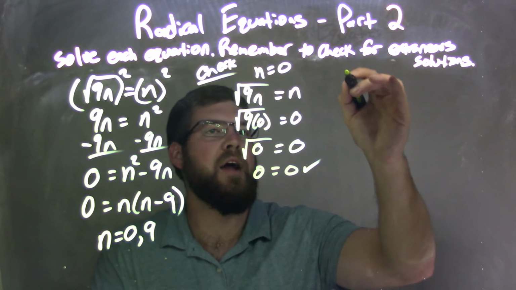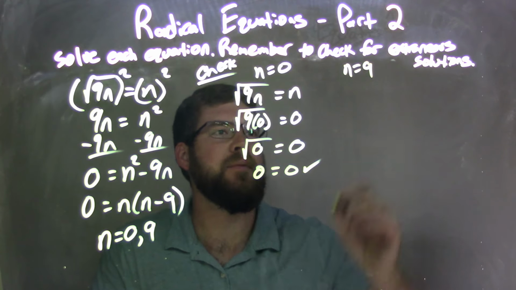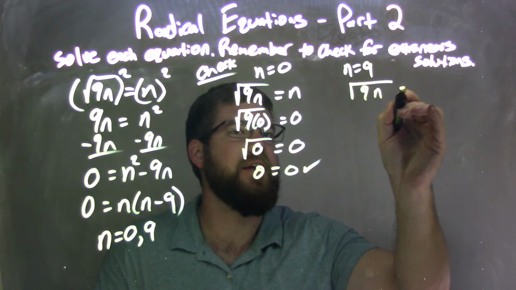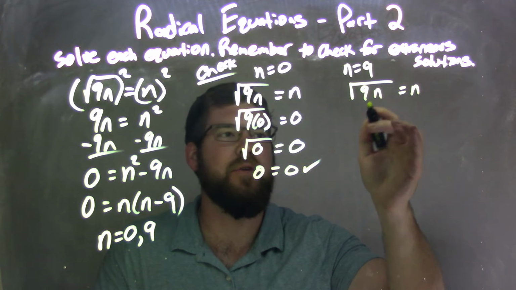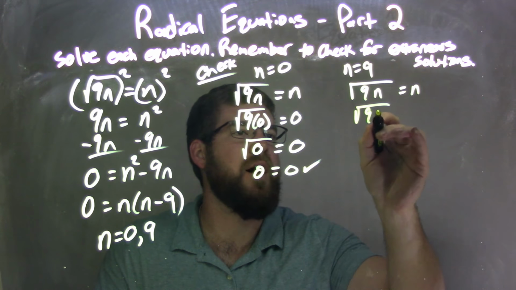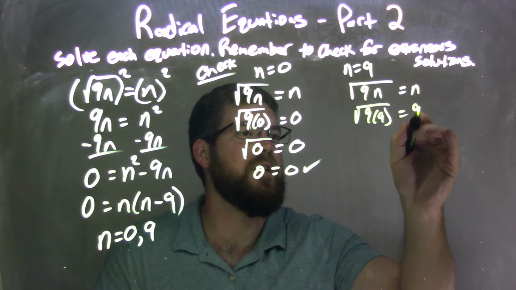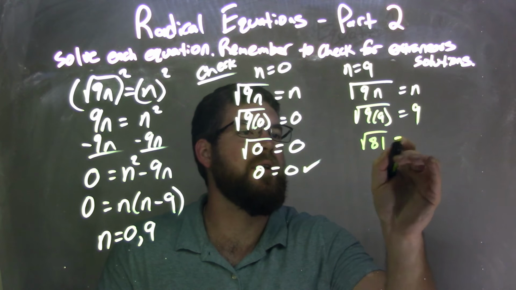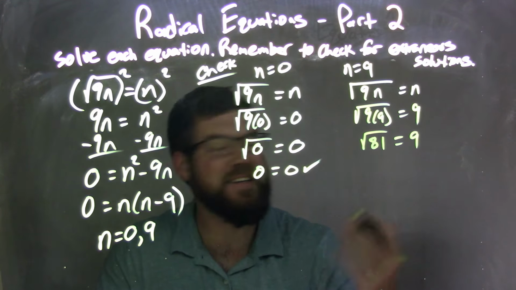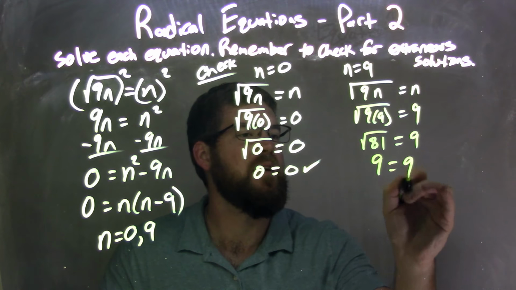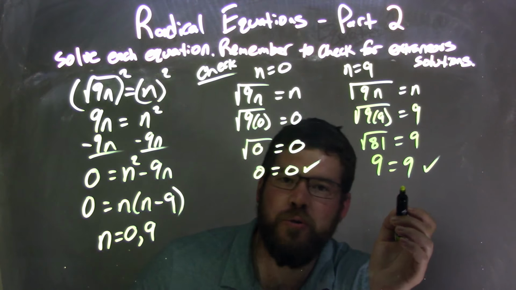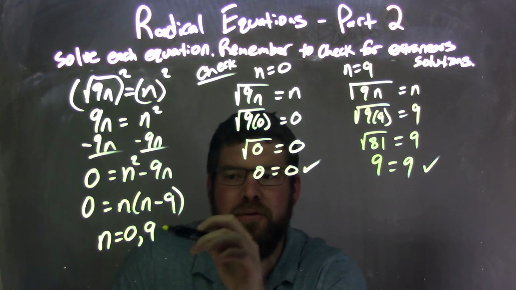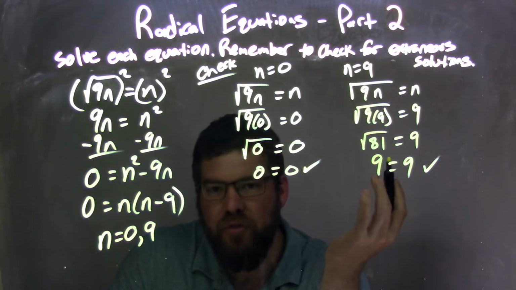Let's go try 9. So we have n equals 9. I'm going to take my equation here, square root of 9n equals n. Plug 9 in for n. So we have square root of 9 times 9 equals 9 here. 9 times 9 is 81. So we have square root of 81 equals 9. Square root of 81 is just 9. 9, in fact, does equal 9. True statement. Making that also a real solution, right? Left and right side are equal. True solution. No extraneous solutions here.